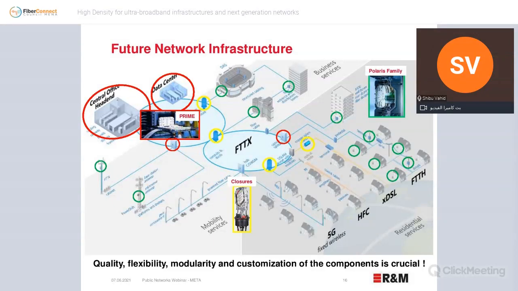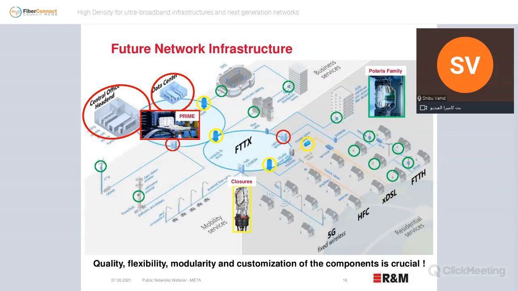So when we have this mix of network, we need to have a high quality fiber in terms of the connectivity losses and the flexibility of the solutions to quickly adapt to the changing needs of the integration of the different networks that are coming into existence in the field. And the products have to be highly modular, and it should be simply able to change a few things by doing customization and to be able to address all the requirements that are coming in the future.